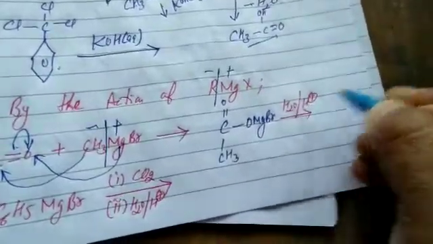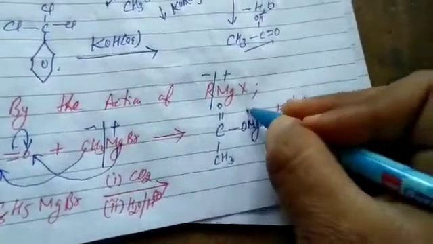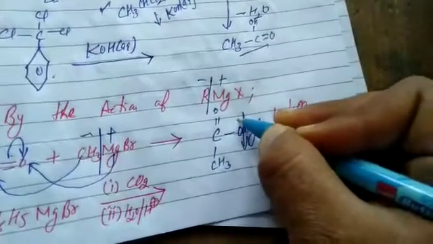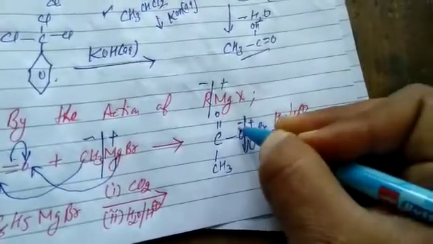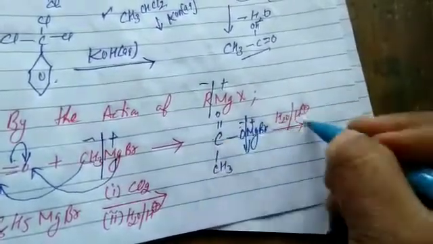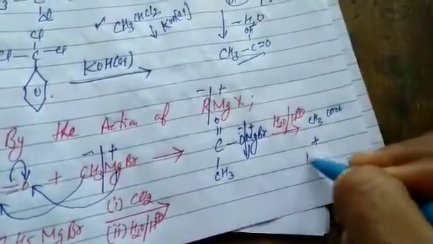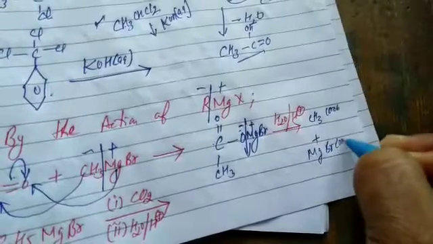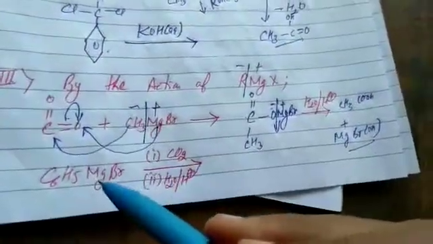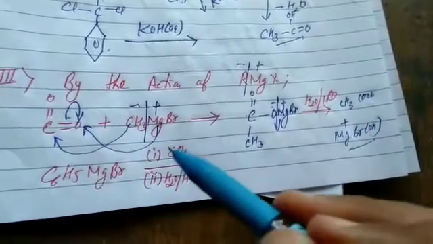Next is hydrolysis. What happens in hydrolysis? The metal-oxygen bond breaks. Oxygen negative, metal positive. H strikes oxygen. We get CH3COOH plus MgBrOH. Again, that's your assignment. Treat C6H5MgBr with CO2 and in the second step, hydrolysis. Thank you.